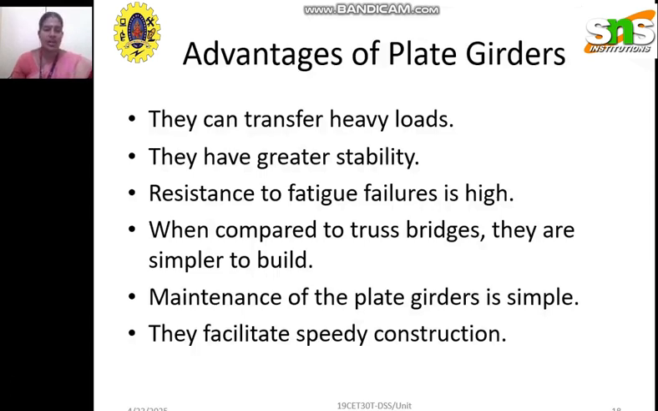The main advantages are that it will withstand heavy loads, it has great stability, and it also resists fatigue failures. When compared to truss bridges, it is somewhat simpler to construct, the maintenance is also very easy, and the time to construct these bridges is somewhat less.